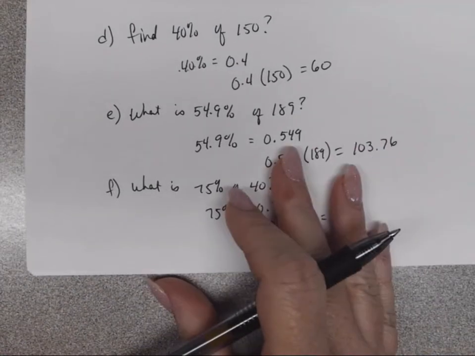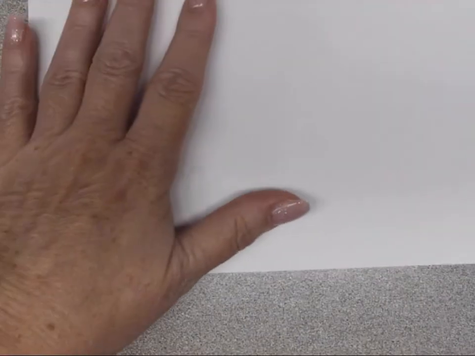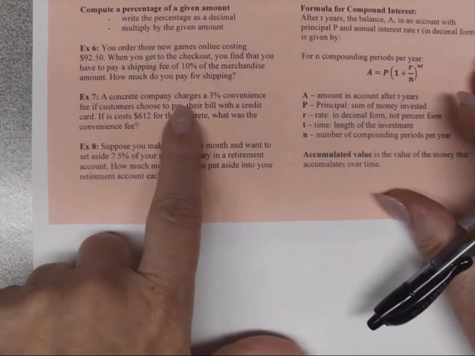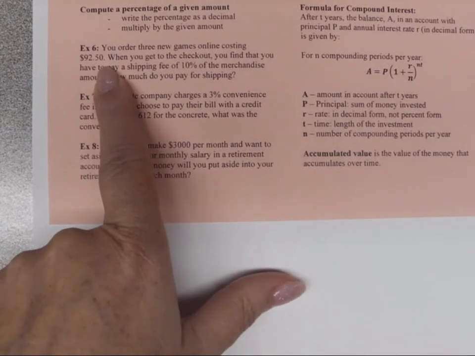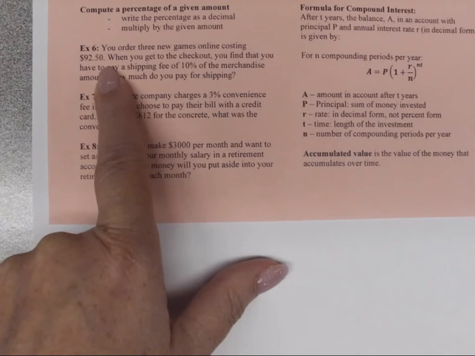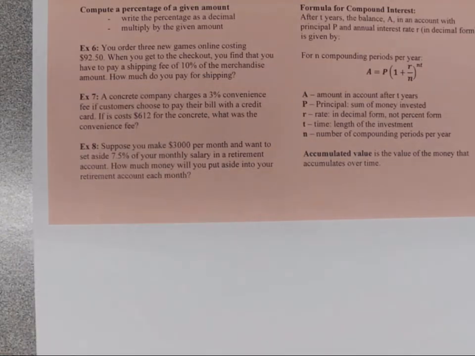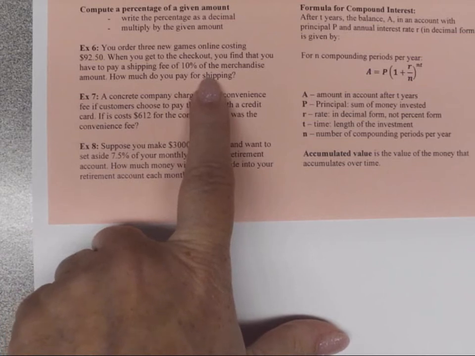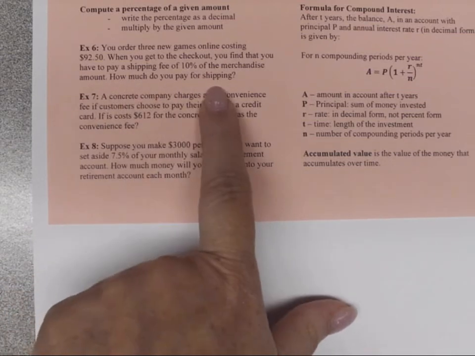All right, let's go look at example 6. So you order 3 new games online costing a total of $92.50. When you get to the checkout, you find that you have to pay a shipping fee of 10% of the merchandise amount. How much do you pay for shipping?